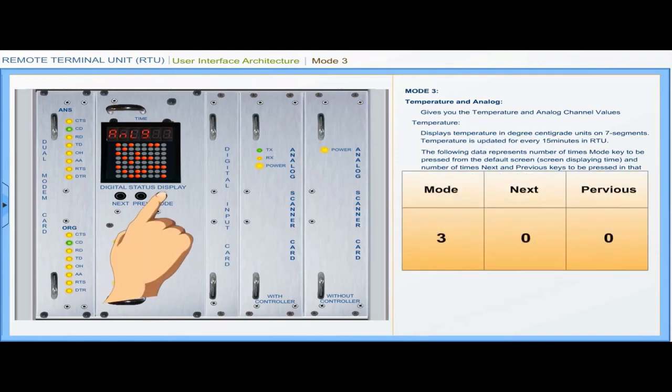Mode 3. Next 0. Previous 0. Display on 7 segments looks like this. After a time delay of 3 seconds, 7 segments represent temperature in degree centigrade.